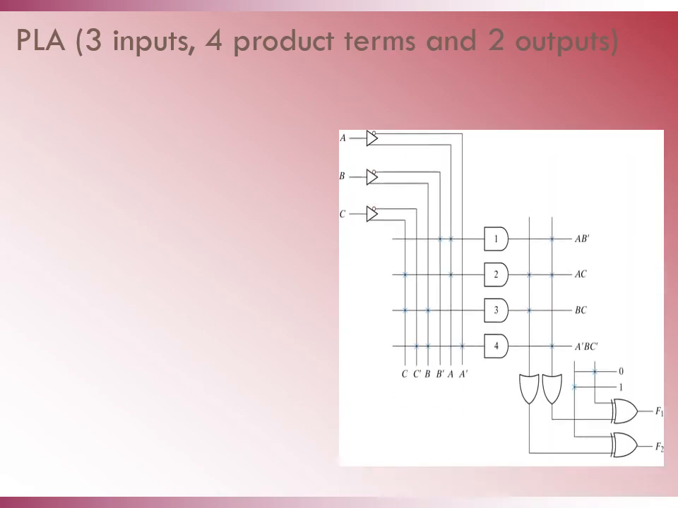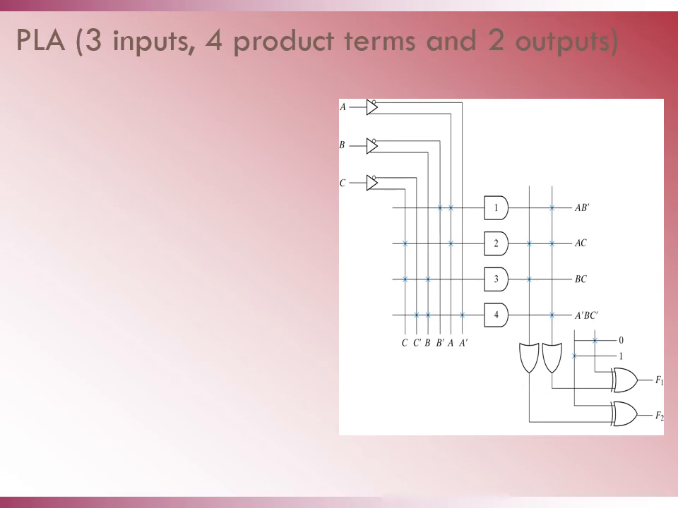Now we see how to find the equations for F1 and F2. Referring to the previous diagram, the equation for F1 is coming from the output of this OR gate. The input to this OR gate is coming from product terms AB bar, AC and A bar B C bar. This output of the OR gate is going to the XOR whose second input is coming from 0. That means the product terms are appearing in uncomplemented form in the equation for F1.